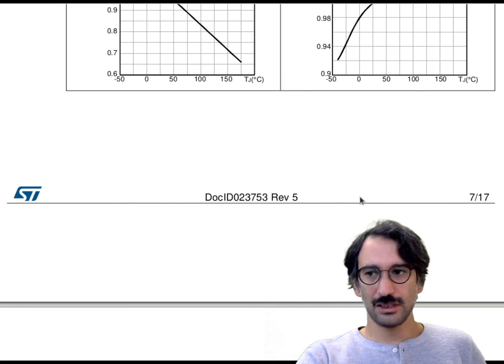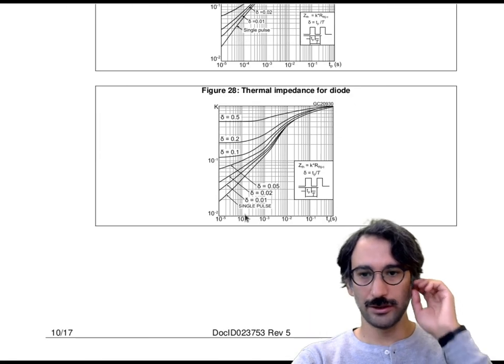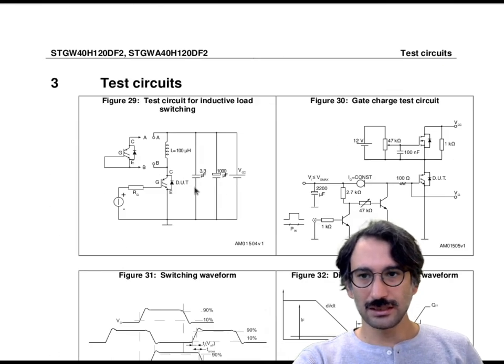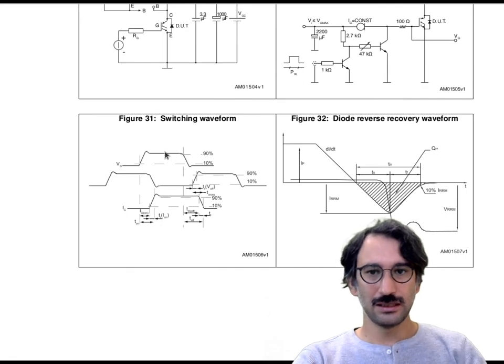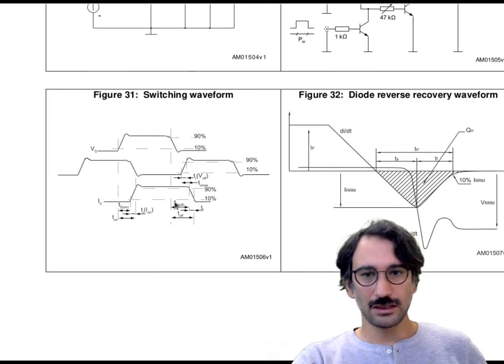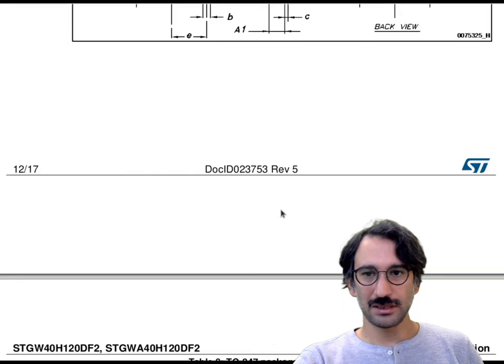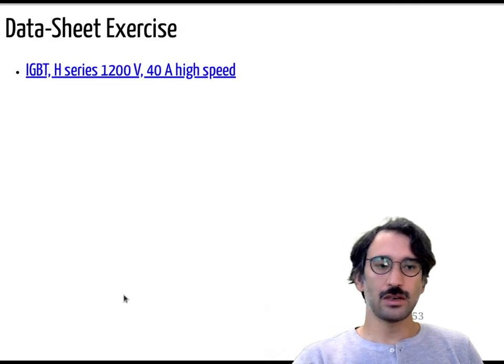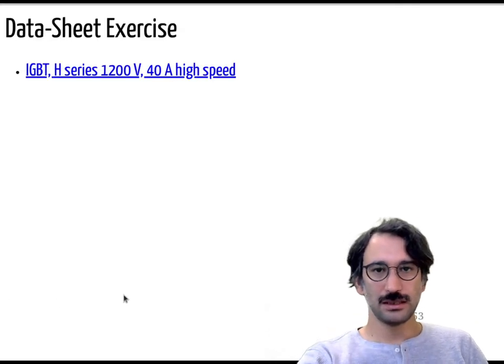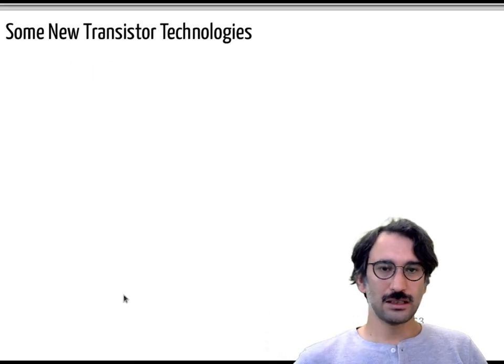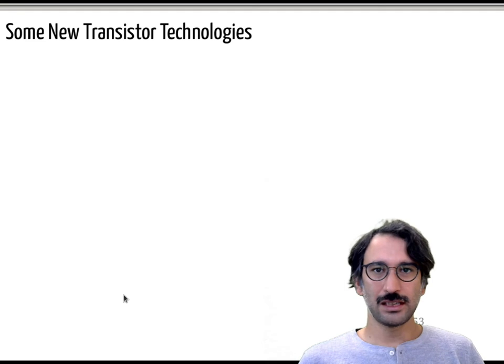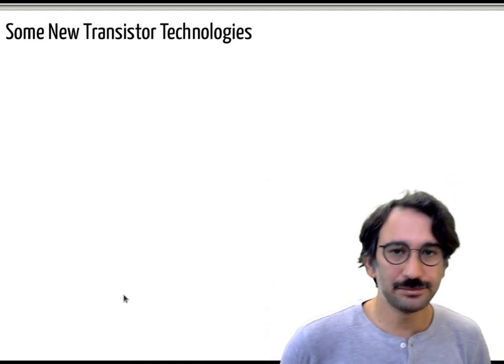Okay, and if you go below, let's have a look at other parameters. There are test circuits, there is the switching waveform, so you can actually see what all those definitions are, and this is the diode reverse recovery waveform, and again the package information, the dimensions and that kind of thing. Okay, so this is the IGBTs.